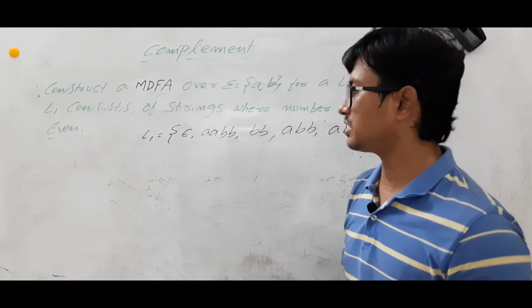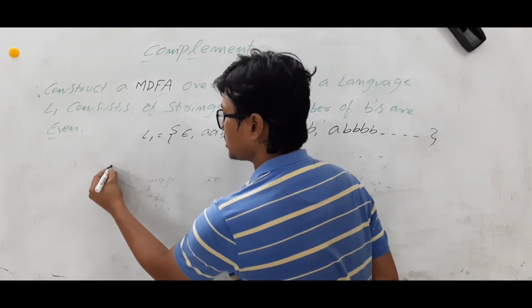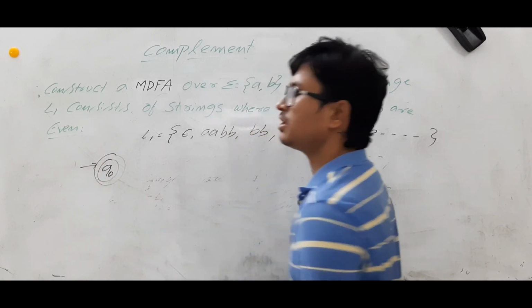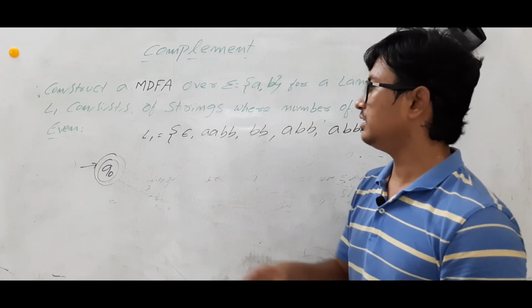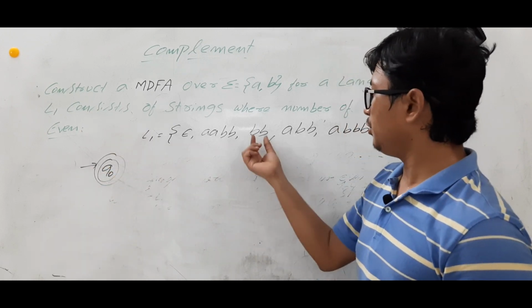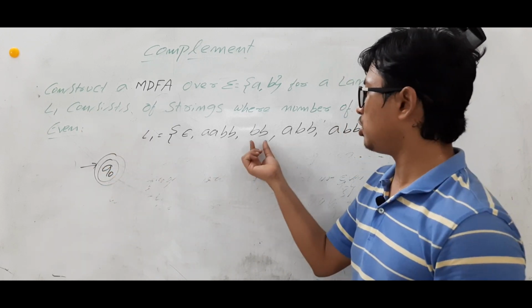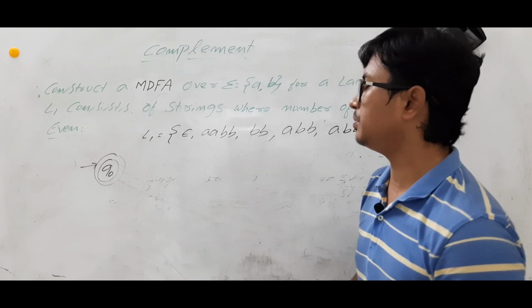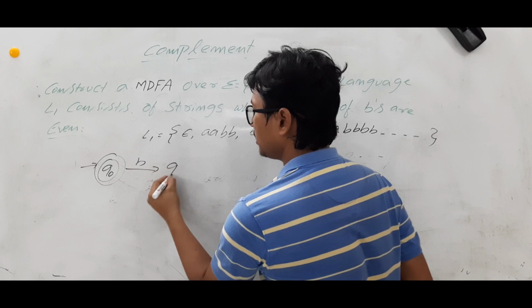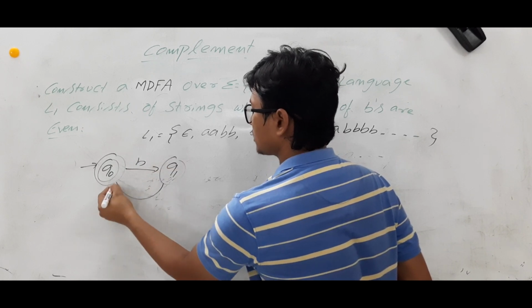So how can we construct? We'll take the smallest string, which is epsilon. So if epsilon is there, what can I say? Your initial state will act as a final state. Now you take another smallest string. The next smallest string possible is BB. So from Q0 on B, you should accept it.